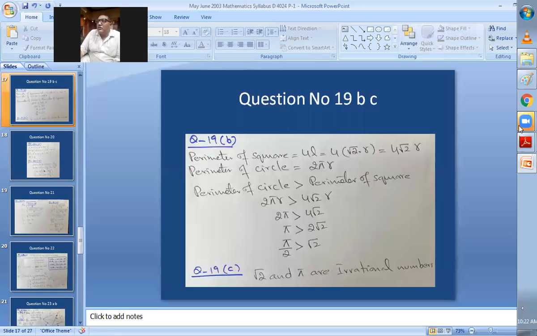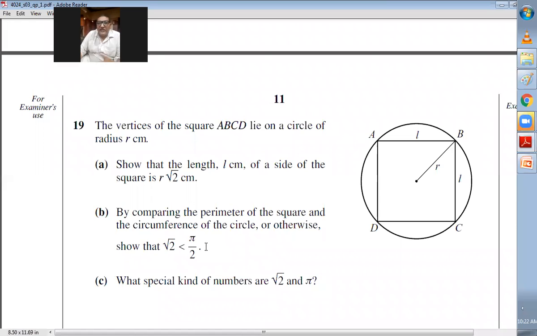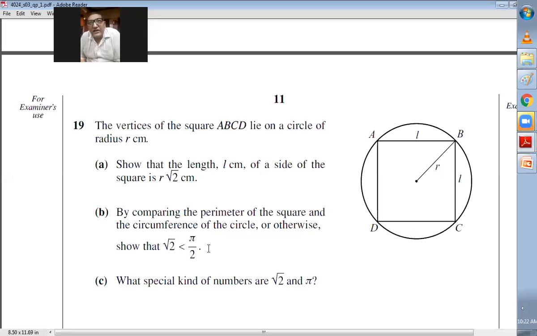Okay, so let me show you the question paper. This is the thing they were asking us to show, that pi by 2 is greater than the under root 2 value.